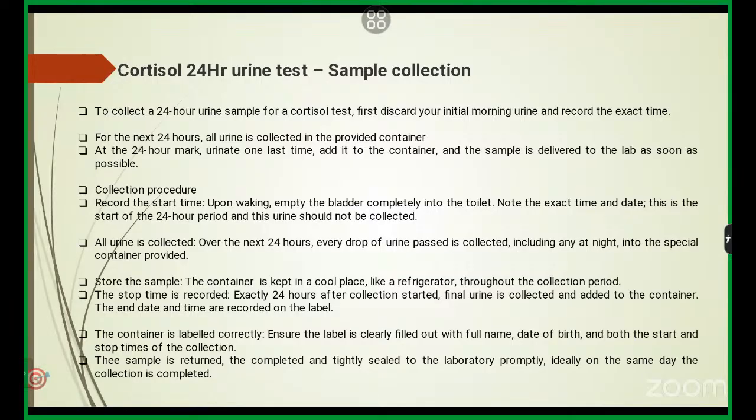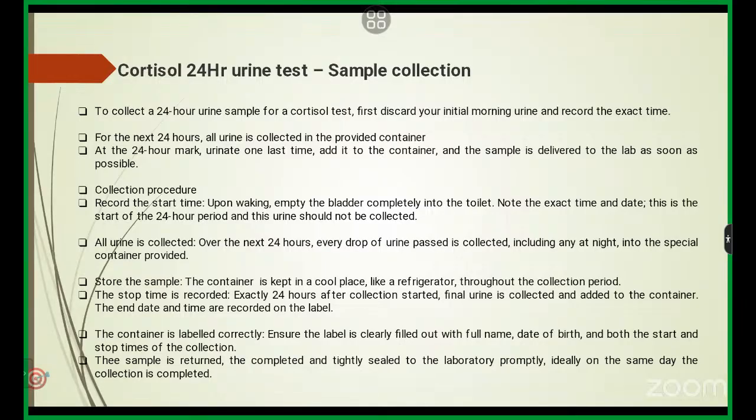First, record the start time. Upon waking up, empty the bladder completely into the toilet. Then take note of the time and the date. And then you start the 24-hour period. I've just repeated for emphasis. All the urine collected over the 24 hours, even a drop of urine that is passed, is collected, including any at night, into that special provided container.